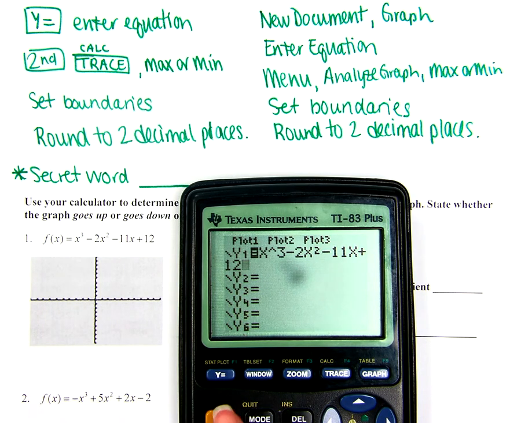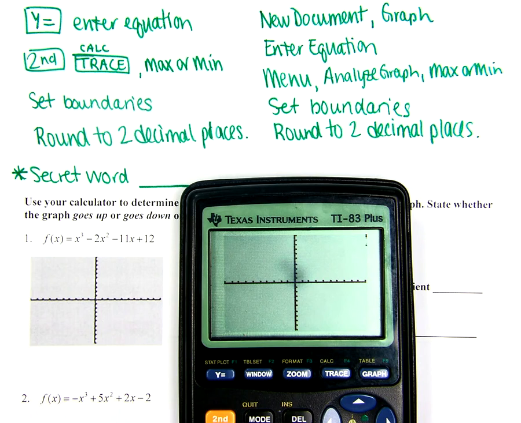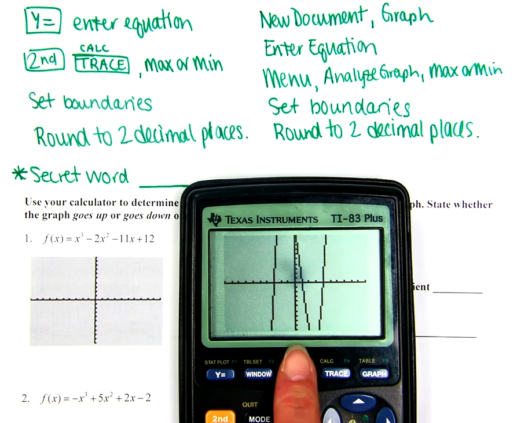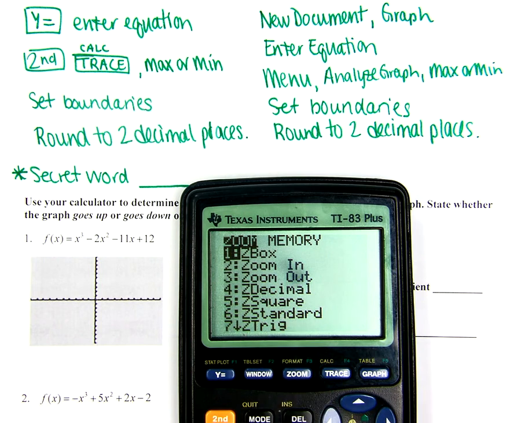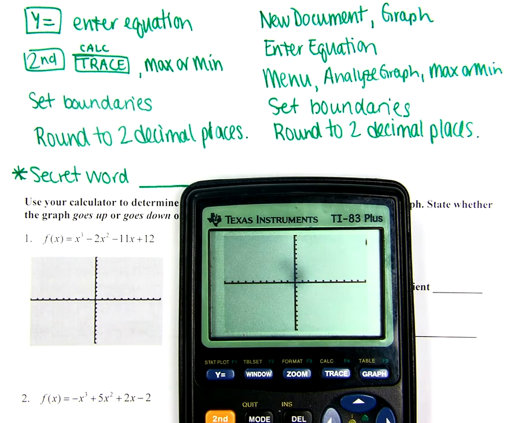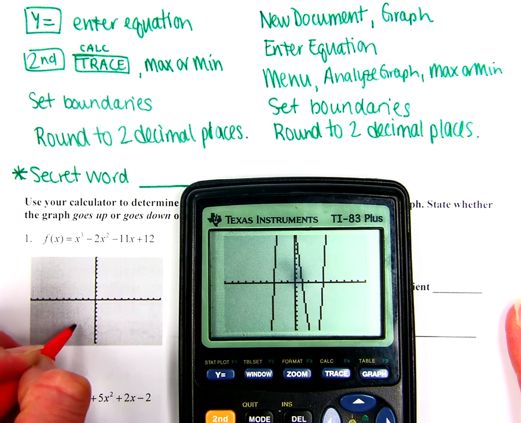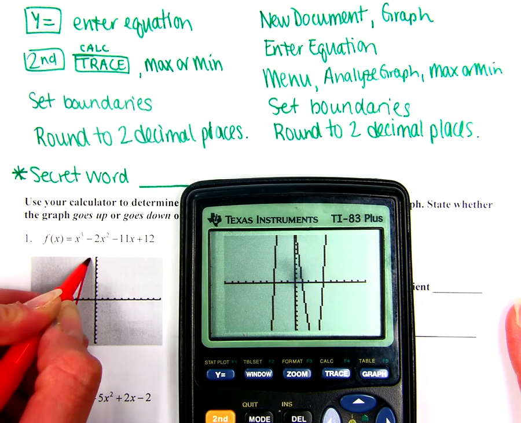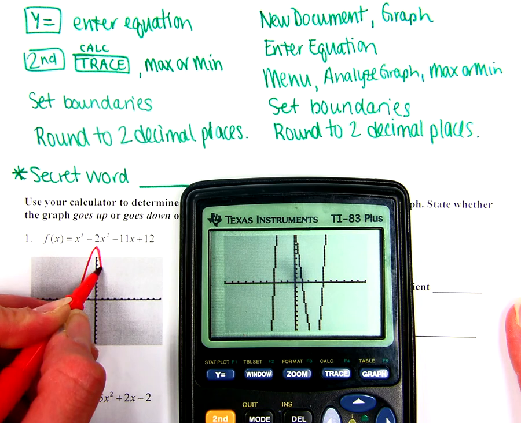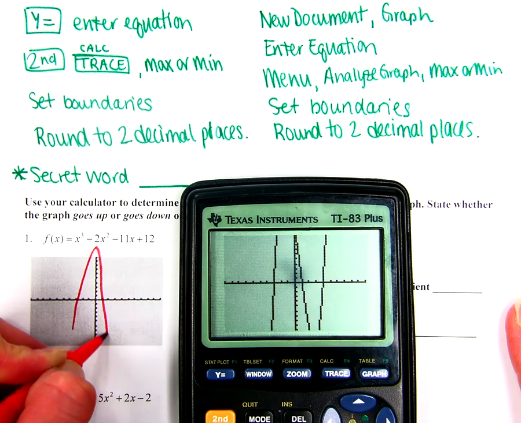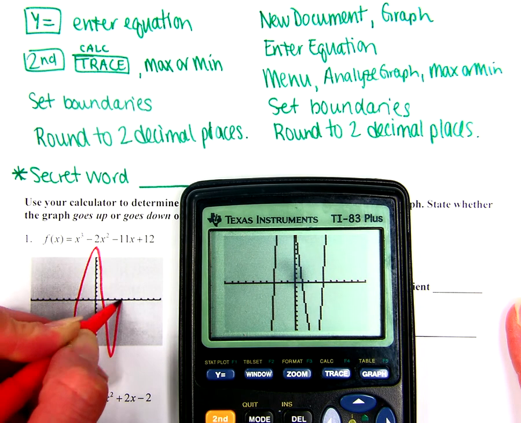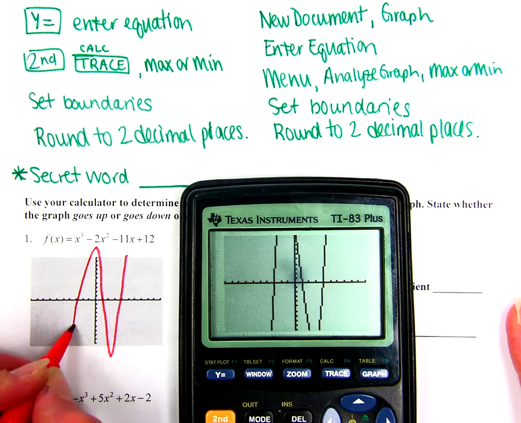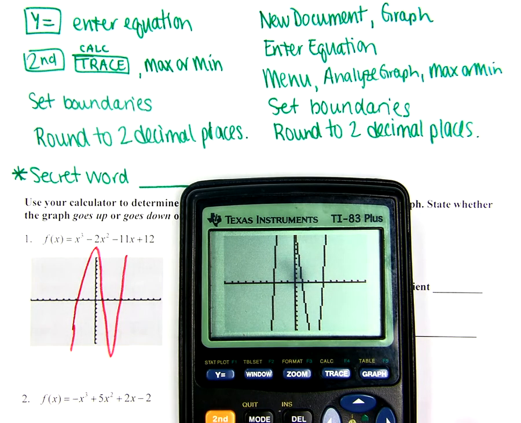All right, so we're going to hit graph. If you don't have this exact picture, you need to do a standard window. So you would do zoom 6, which is the standard window, until you get this picture. All right, so all we're doing is a rough sketch. So as you can see, it starts off, it goes up here, it probably goes above the graph, down here, probably goes a little bit below the graph, and it looks like that. Okay, so I drew on my paper what I have on my screen.